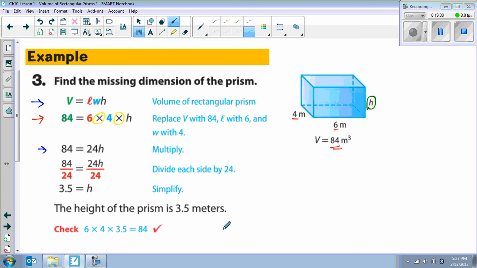Just 3.5 meters, not 3.5 meters cubed or squared, because we're just solving for the length of the height. We're just solving for the height. We're not solving for volume or area, so it's just meters.